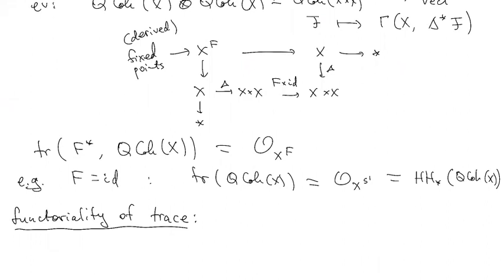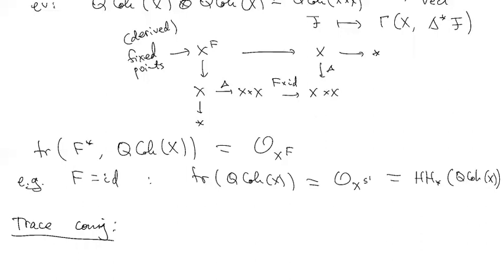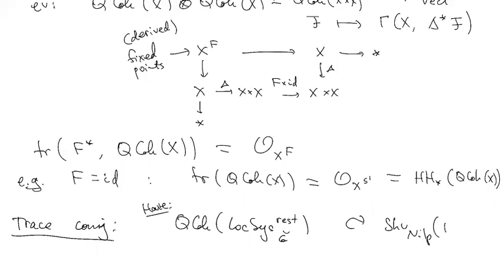Actually, maybe before I do that, let me say something about the trace conjecture. Now, trace conjecture. So as I said, we have that quasi-coherent, restricted, check, acts on sheaves with nilpotent support on Bun_G.